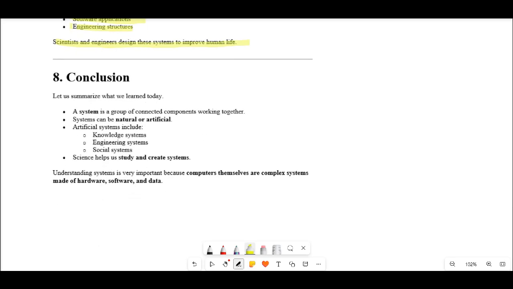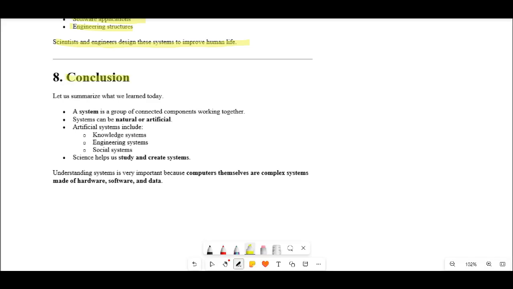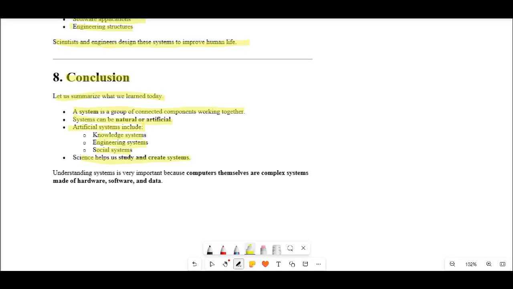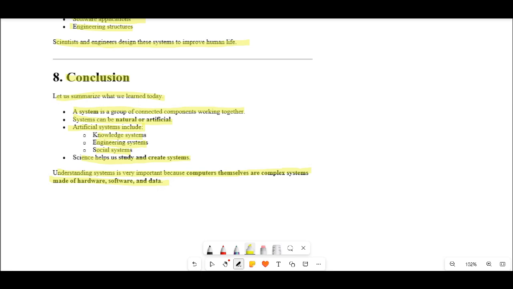So at the end of this lecture, let's have a quick summary. To conclude this lecture, let's summarize what we have learned today. A system is a group of connected components working together. Systems can be natural or artificial. Artificial systems include knowledge system, engineering system, social system. Science helps us to study and create systems. Understanding system is very important because computers themselves are complex systems made of hardware, software, and data.